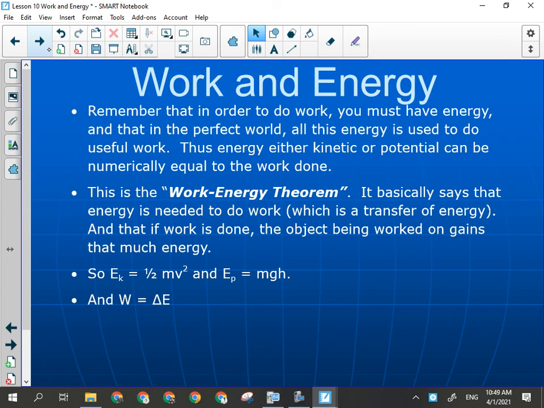Okay? If work is done, the object being worked on gains that much energy. And then we have these formulas here. Kinetic energy is 1/2 times mass times speed squared, and potential energy is mass times gravity times height. Hopefully those are somewhat familiar. We're talking about shoveling snow.